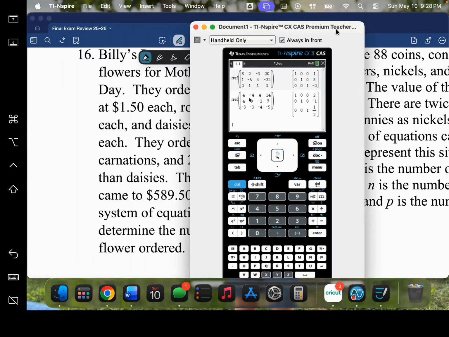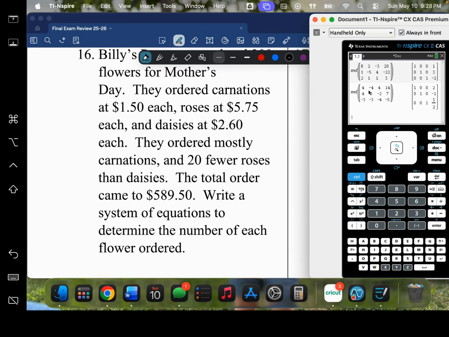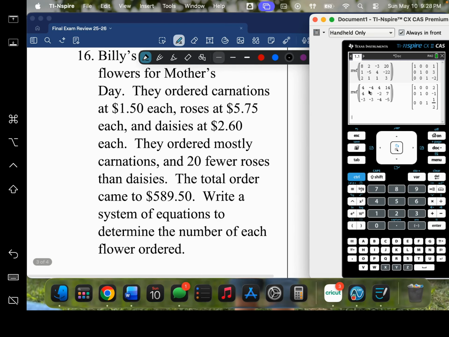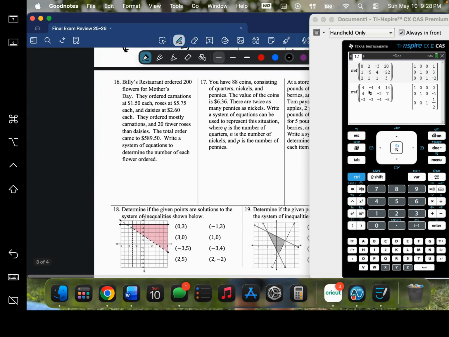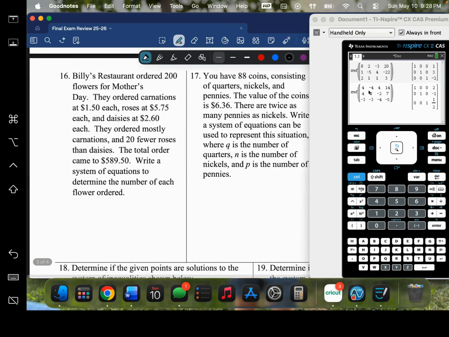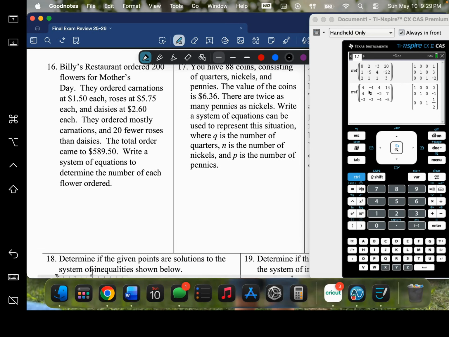Okay, so the next kind of systems are applications. So for this one, you can think of this as like a 2-part problem. One part you have to write the system, and then the next part is solving it. So it takes 2 different pieces.